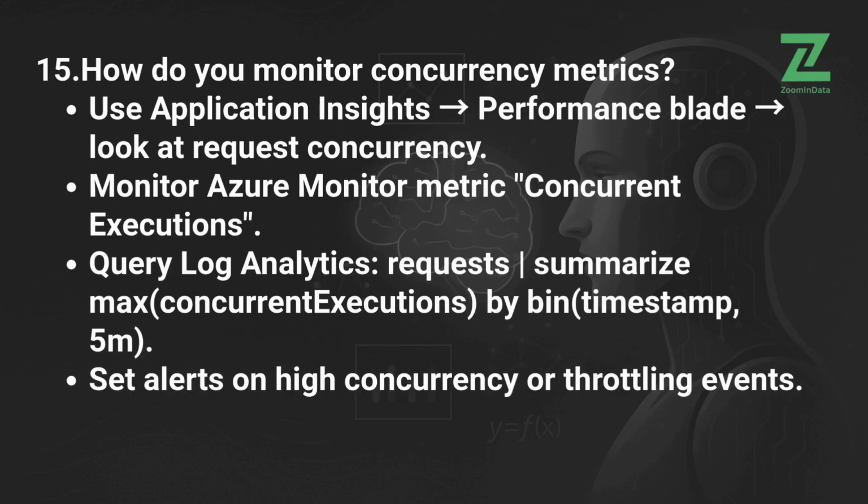How do you monitor concurrency metrics? Use Application Insights, the Performance blade. Look at request concurrency. Monitor the Azure Monitor metric, concurrent executions. Query Log Analytics: requests, summarize max concurrent executions by bin(timestamp, 5m). Set alerts on high concurrency or throttling events.